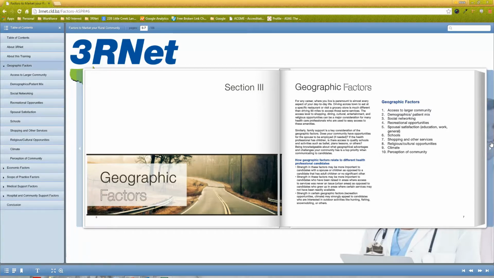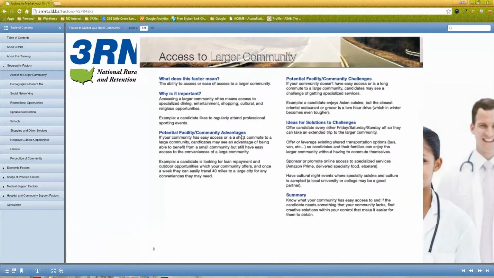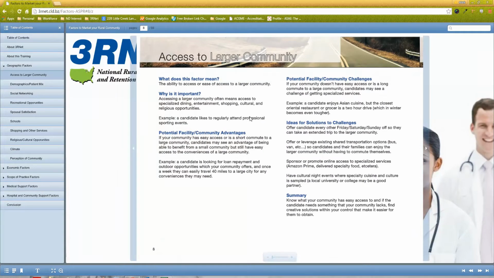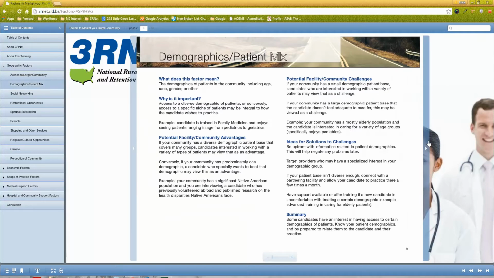If I jump into the geographic factors, you can see each of these factors is broken up onto one page. So access to a larger community is our first geographic factor. What does this factor mean? Why is it important? What might it look like if a community or a facility has advantages in this factor? What might it look like if a facility or community has challenges in this factor? And then it offers some solutions to challenges here as well. You can see every factor is set up in that exact same way.